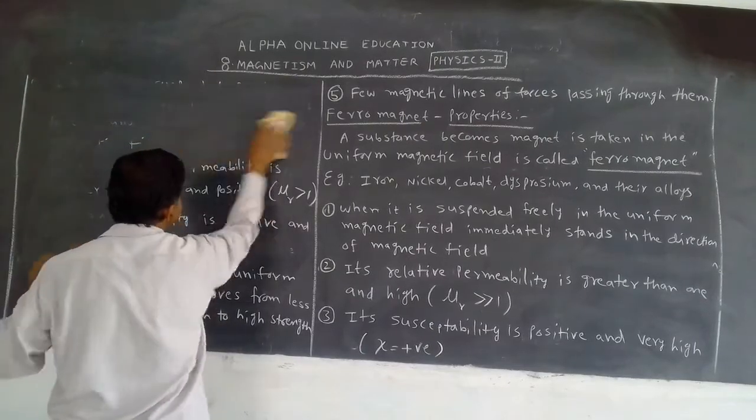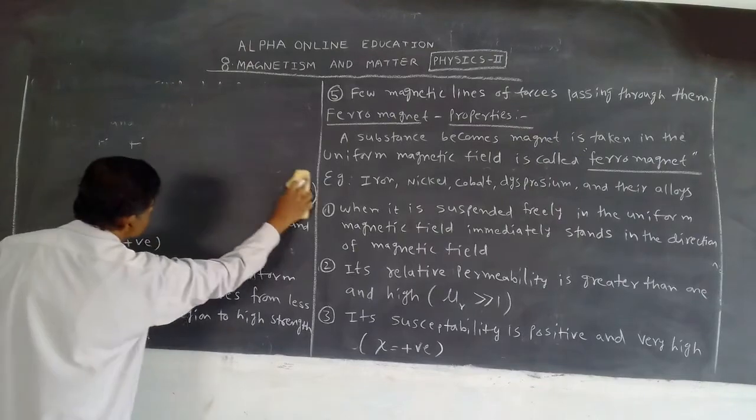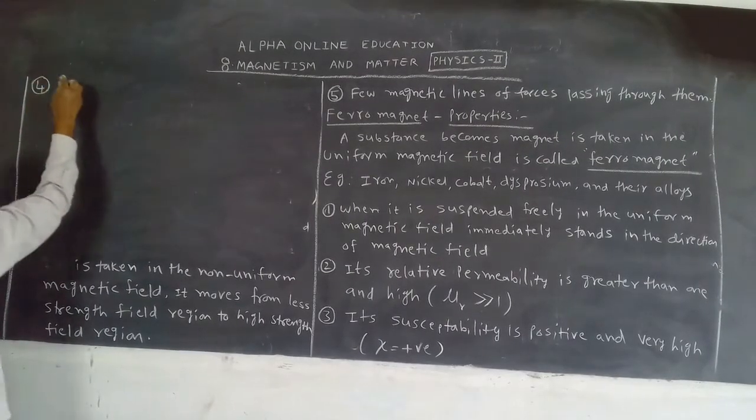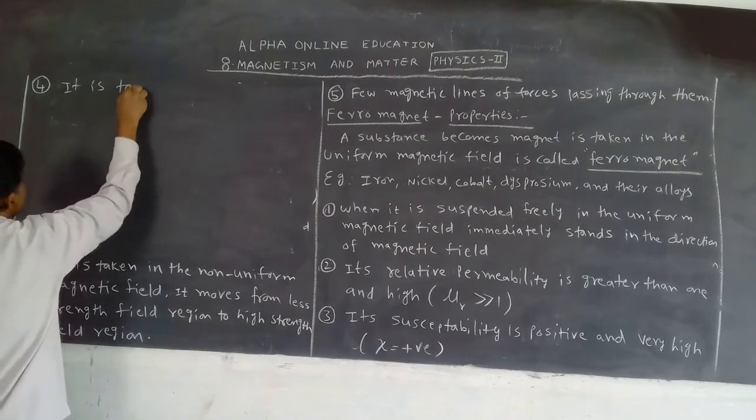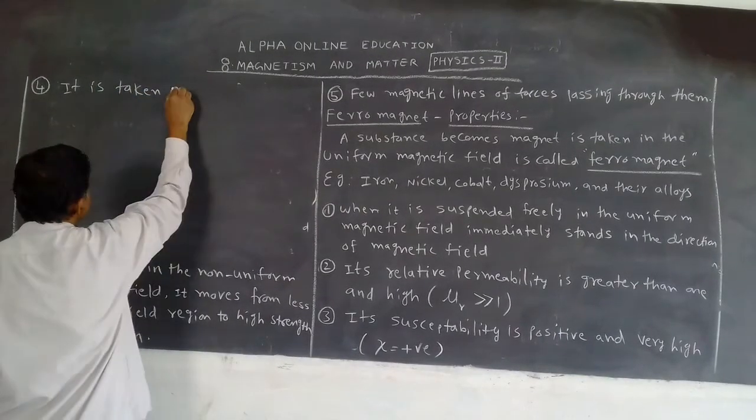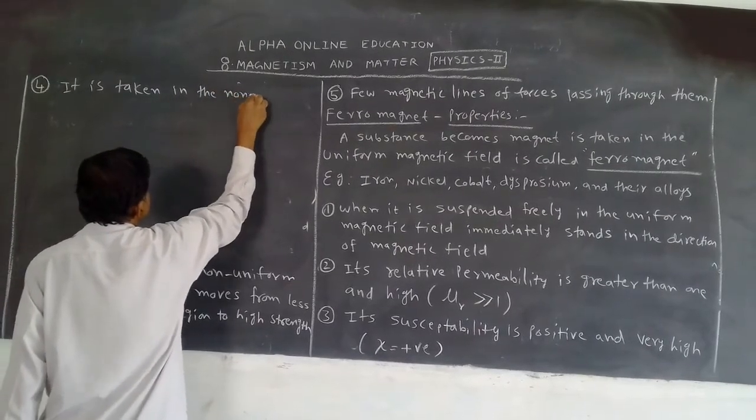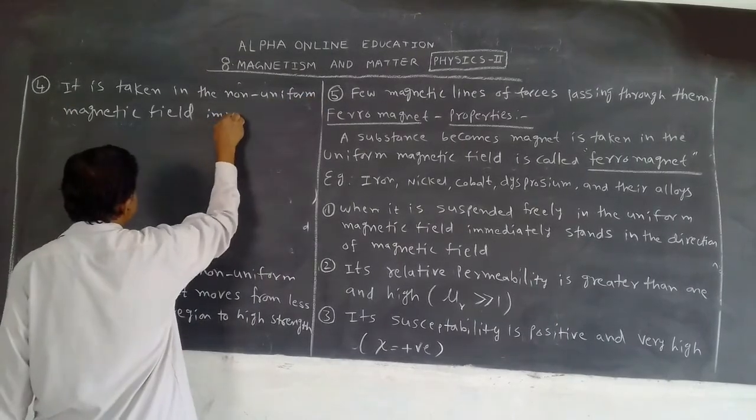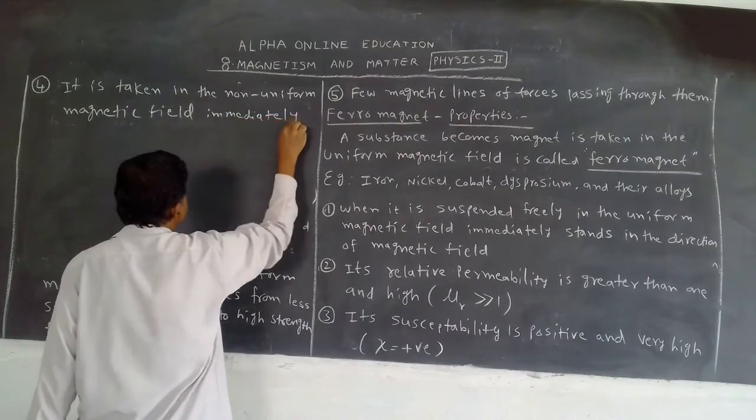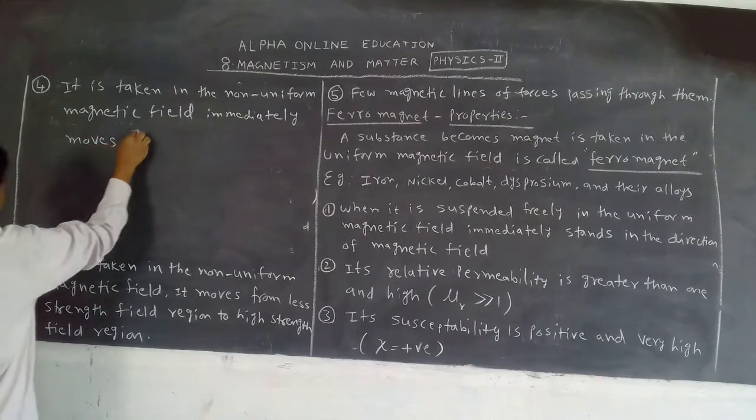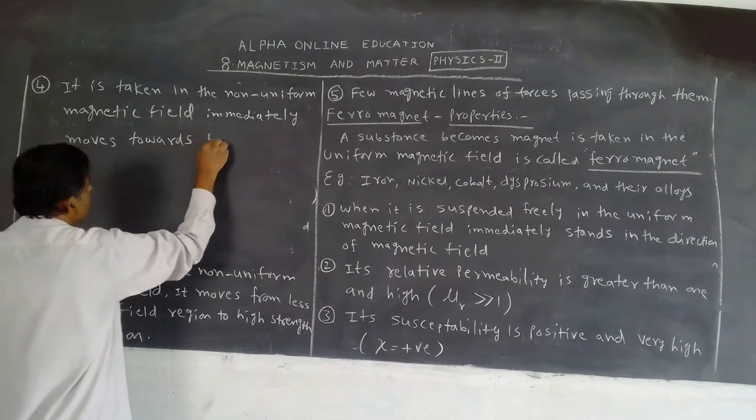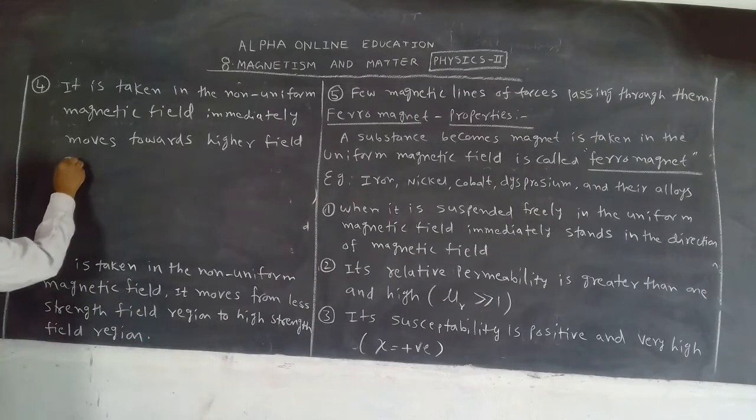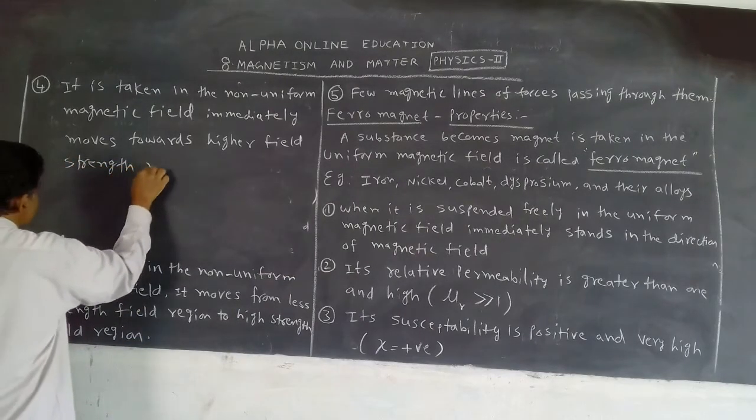And the next one, fourth property. Fourth one, when it is taken in the non-uniform magnetic field, it immediately moves towards the higher field strength region.